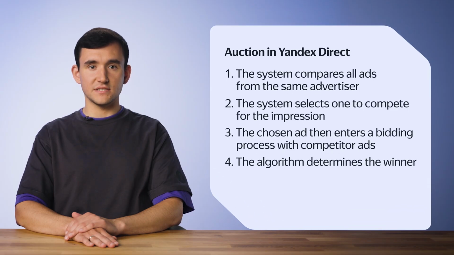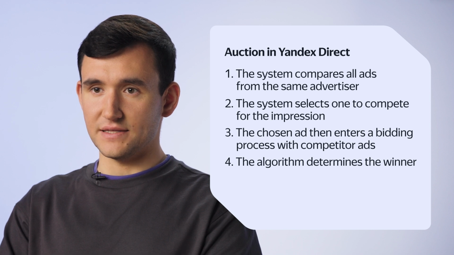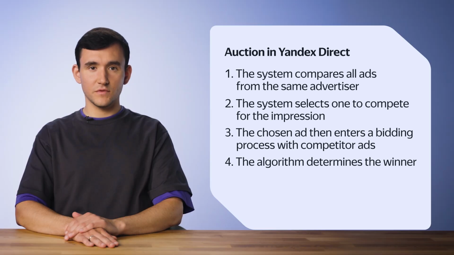Here's how the auction works in Yandex Direct step by step. First, the system compares all ads from the same advertiser, selecting one to compete for the impression. The chosen ad then enters a bidding process with competitor ads. Finally, the algorithm determines the winner. Note that competing for impressions doesn't affect the cost of advertising or increase your advertising budget. Competing for impressions only affects the ad selection process. Moreover, Yandex Direct understands that the same advertiser may be running ads both for a website and an app. In this case, we can match the ads and select only one to display.